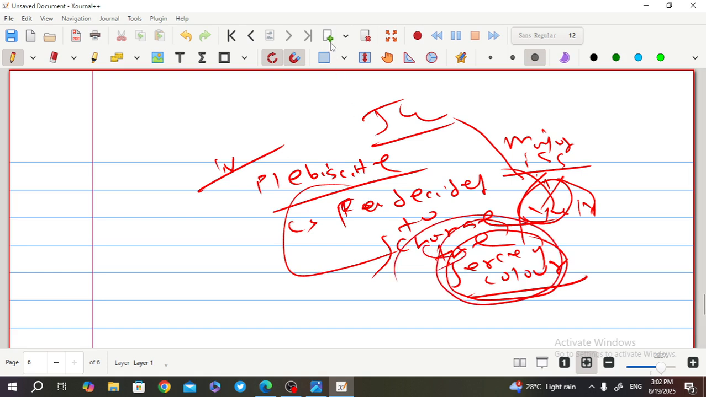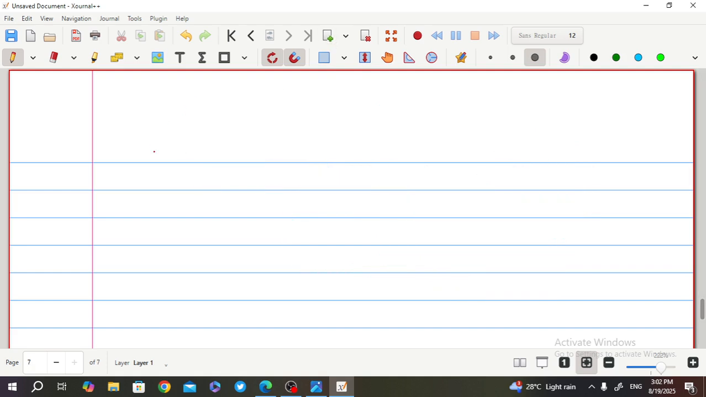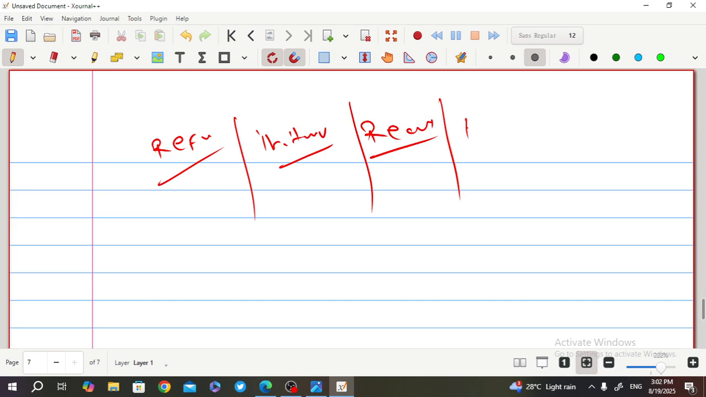So if you summarize, this is referendum, this is initiative, this is recall, this is plebiscite. In case of referendum, they want to change the stadium. In case of initiative, they want to change the anthem. In case of recall, it is a very major and bold step. They want to change the captain.